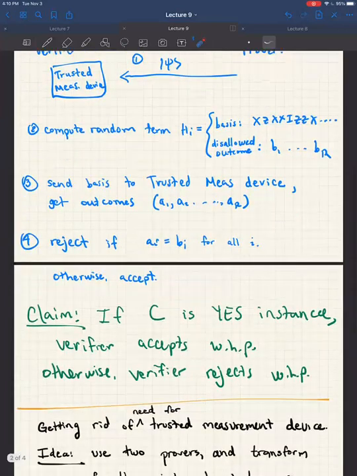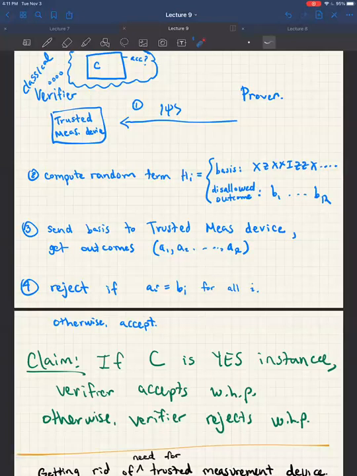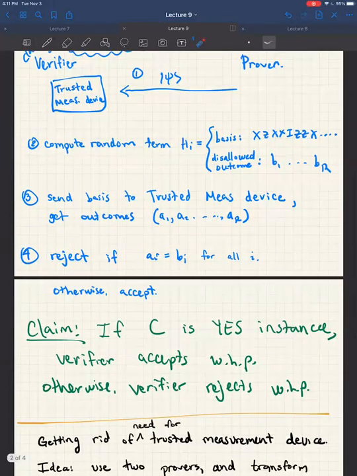And as we kind of argued last time, this is a good protocol for this quantum circuit. Like if C is a yes instance, meaning that it accepts, then with high probability, the verifier is going to accept, right? Because basically the prover is going to send the ground state of this Hamiltonian. And then the verifier will check that it is indeed a ground state. But otherwise, no matter what state the prover sends over, there is no low energy ground state. So the verifier is going to reject with high probability. Right? So that's just like a reminder.